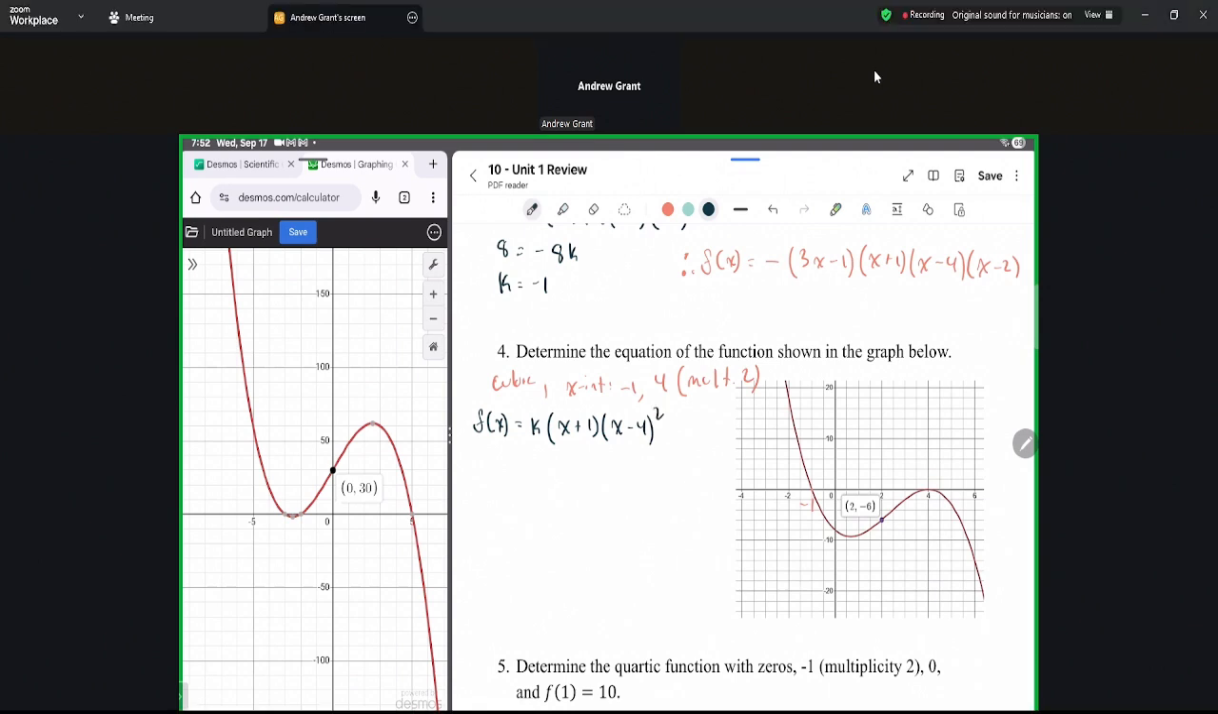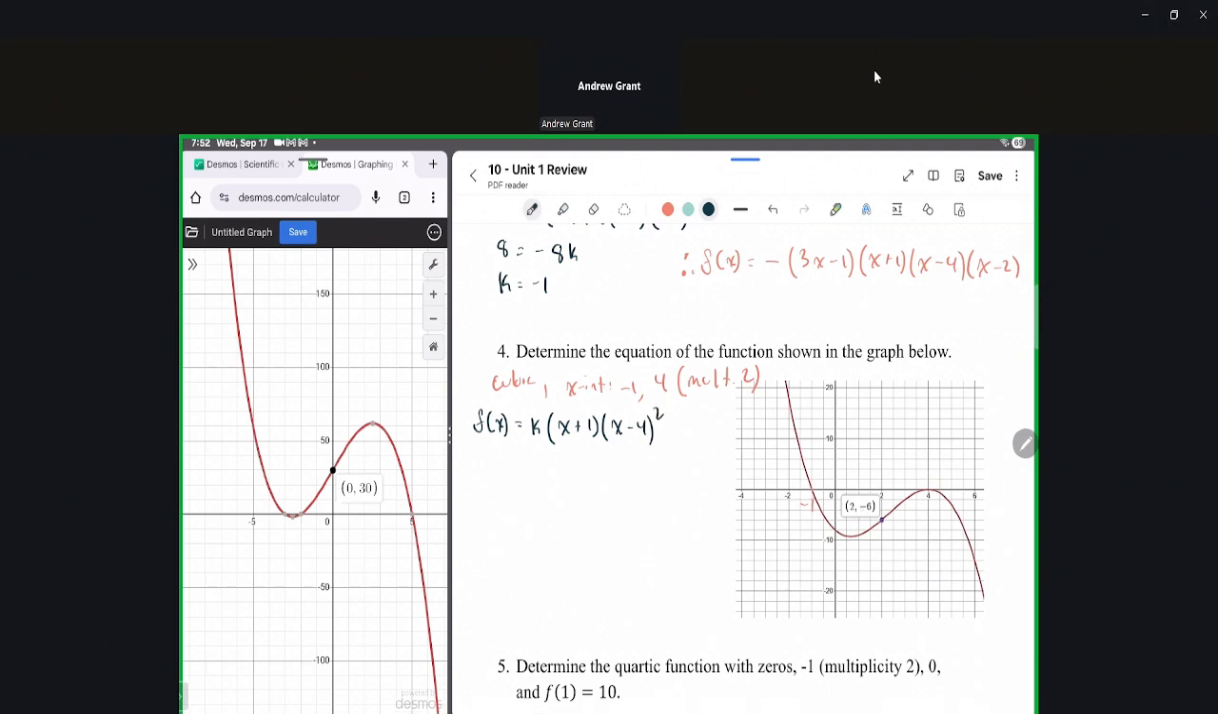power of 2. They gave us a nice point to work with, (2, negative 6). So we're going to say (2, negative 6) is equal to (x, f of x). So this will be negative 6 is equal to k times (2 plus 1) times (2 minus 4), all squared. So negative 6 is equal to k times 2 plus 1 is 3. 2 minus 4 is negative 2 to the power of 2 is 4.